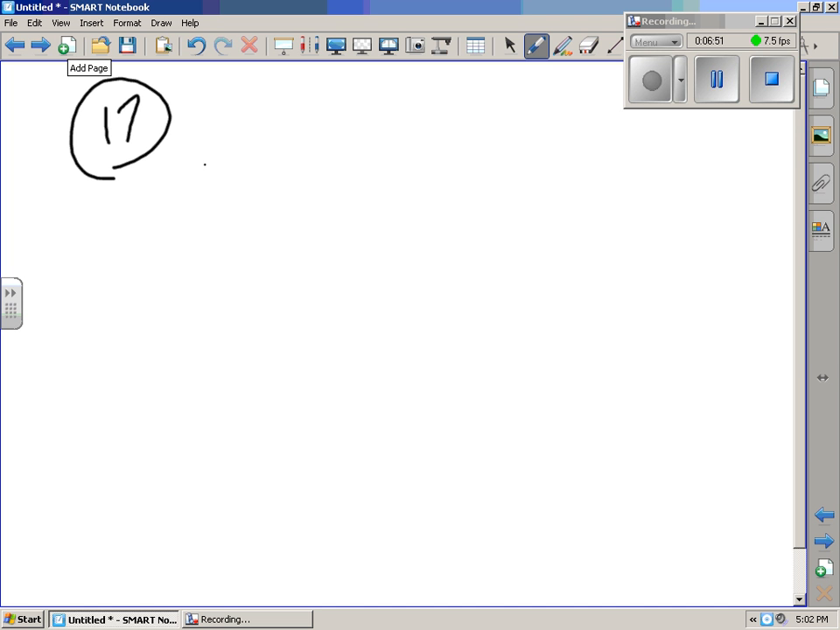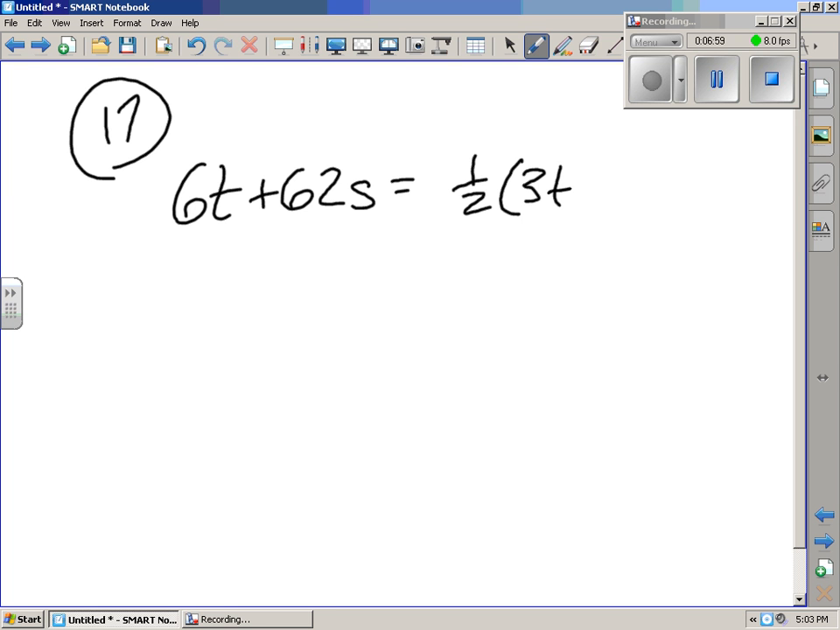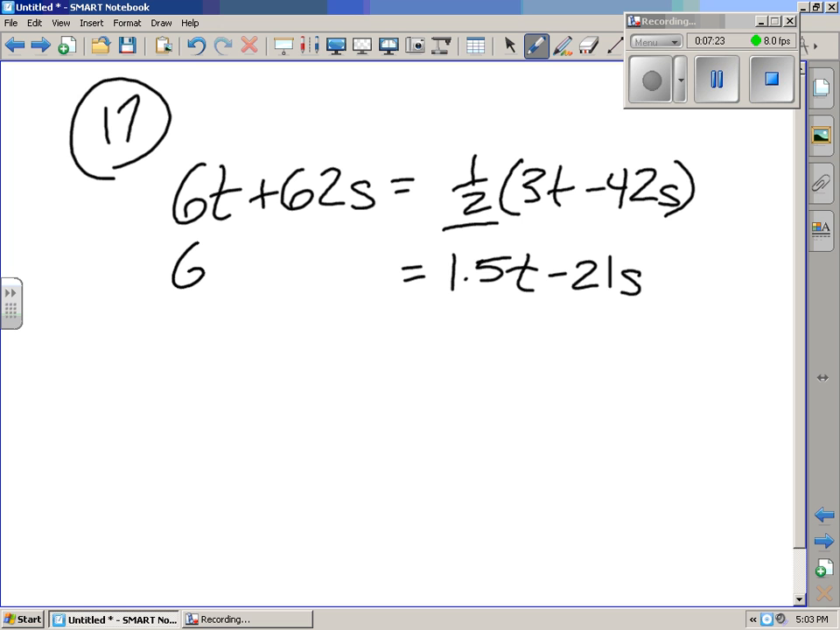Number 17, 6t plus 62s equals 1/2 of 3t minus 42s. So we can either clear the fractions here, or we could go ahead and multiply through the 1/2 times 3t times a negative 42. It doesn't matter. This time let's go ahead and multiply through. So 1/2 of 3t is 3/2 t, or you could say 1.5t. 1/2 of negative 42 is negative 21s. On the left side, we get 6t plus 62s.